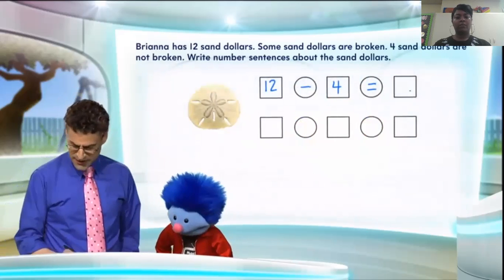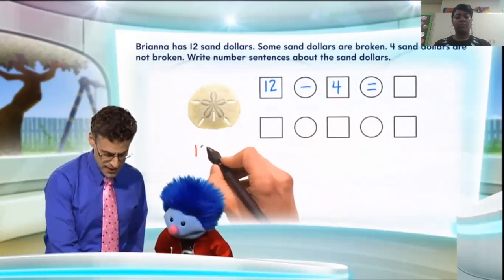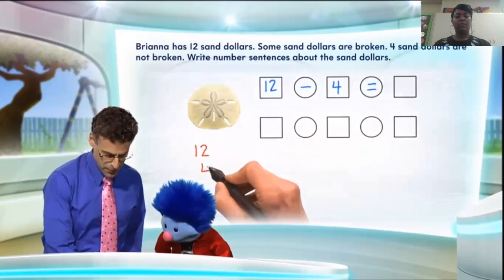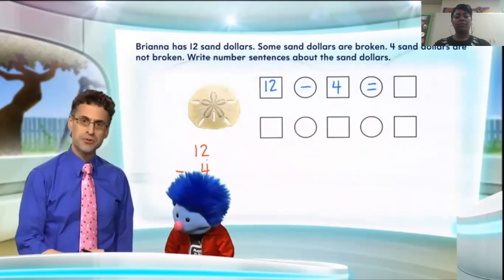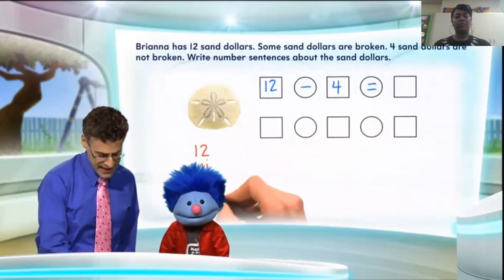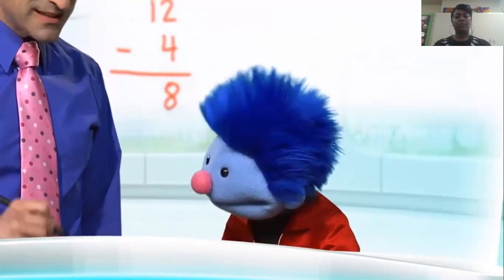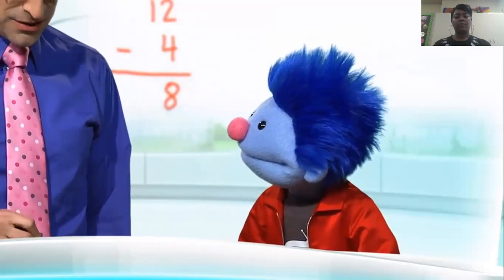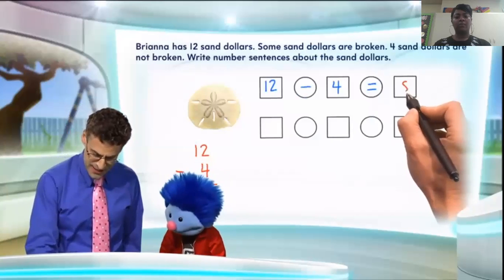Okay, so now I can think about that maybe on the side here, a little side thing. So I'm going to take 12 and then 4, and then I'm going to subtract them. And if we take 12 and we subtract 4, we actually see that we get 8. Yeah. And so that means that there are 8 sand dollars that were broken. So I'm going to put an 8 right in here.